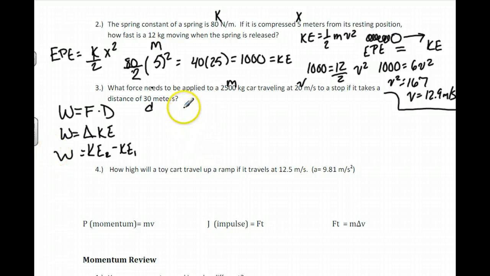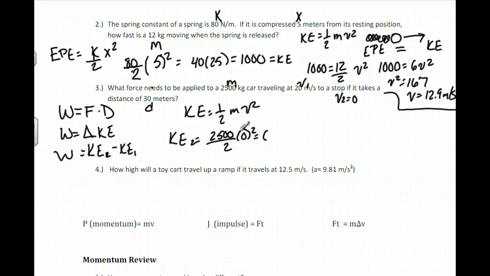So let's go ahead and look at kinetic energy. Kinetic energy equals 1/2 mass times velocity squared. Do I know the mass? Yes, I do. Do I know the velocity at the beginning and at the end? I do. This is my initial velocity. This is my final velocity. Stopped equals 0. So what I really have here is I'm going to have my final kinetic energy, KE2, is going to equal my mass, 2,500, divided by 2, times 0 squared, which of course just equals 0.